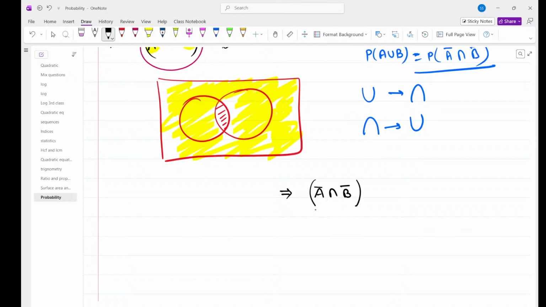No, no. If you have this one complement, then you will implement it. It will apply to this one also, this one also, this one also. This becomes complement complement. This intersection becomes union. This becomes complement and complement. So this becomes your A union B.